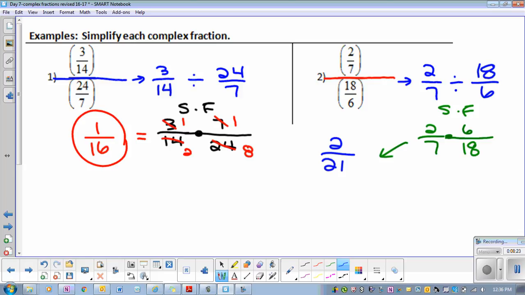114. 2 over 21. 6, 9, 1, and a 2, 3. Yep. What'd you get? Multiply? I figured it out.